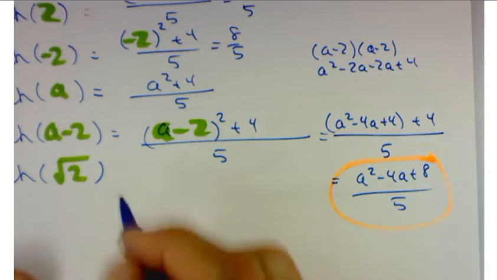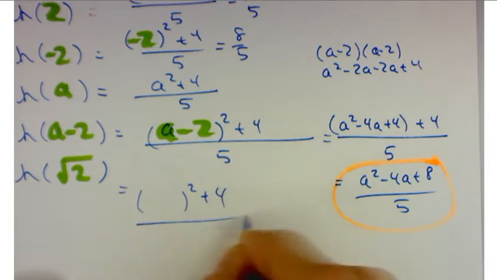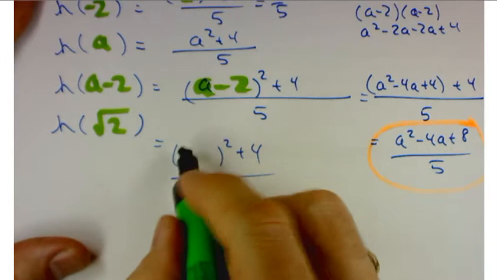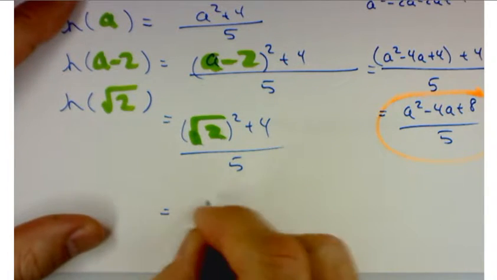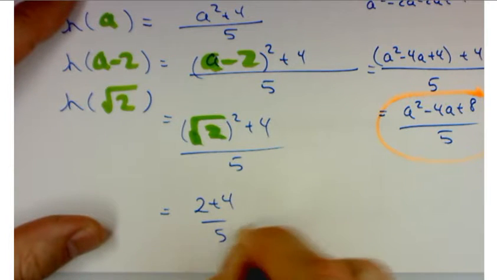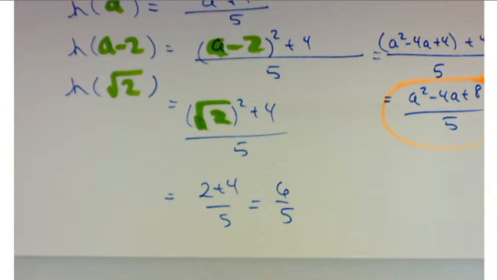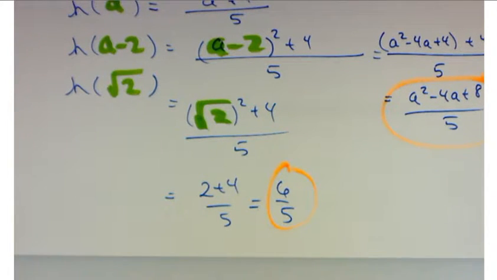Let's do the last part of this, which is h of the square root of 2. What's going to happen when I plug in the square root of 2 here and square it? So what would I be left with? 2. So this becomes 2 plus 4 over 5, or basically 6/5. So some work with functions there.